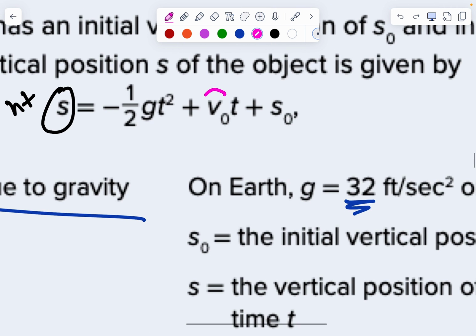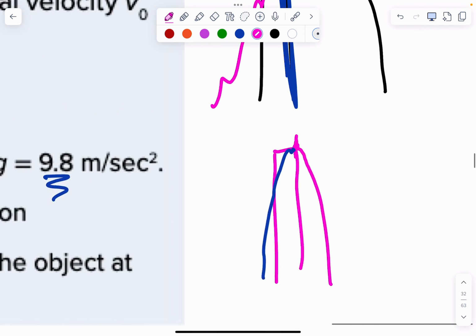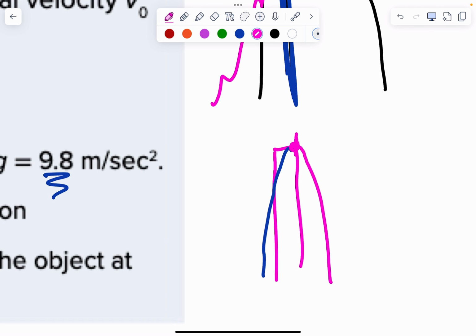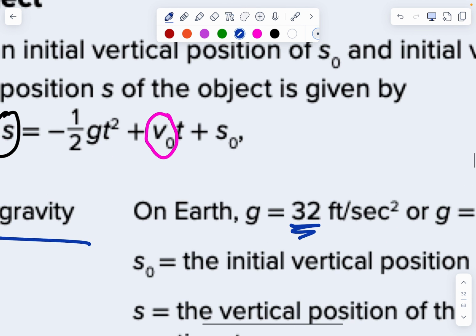Now, the velocity. V naught is the velocity when it takes off. So if I'm launching something out of a t-shirt gun, maybe it starts off going super fast, right? If I'm dropping a rock off of a cliff, it's going to fall at a different rate than if I throw it straight downward, right? That's the initial velocity. If I drop it, it has an initial velocity of 0, right? Because I'm just starting. If I throw it, it's going to have whatever velocity I throw it at, right? Okay, so there's that. And then S naught is the initial height.